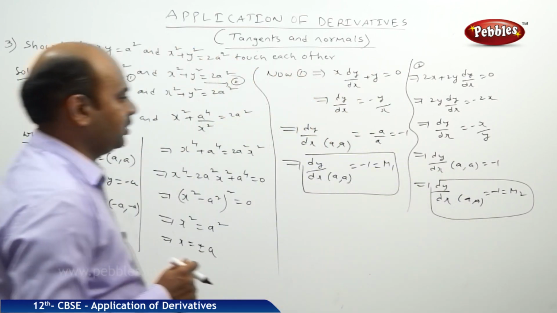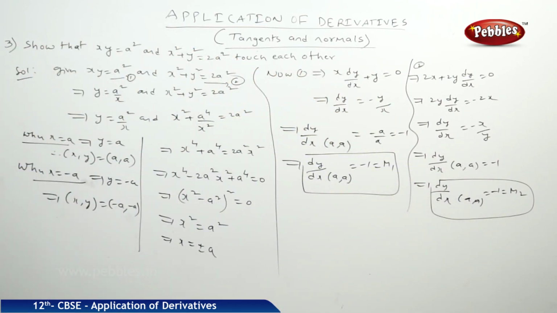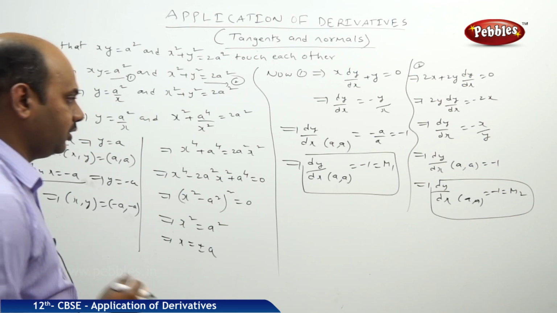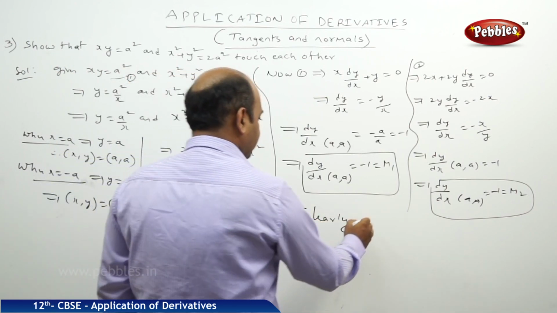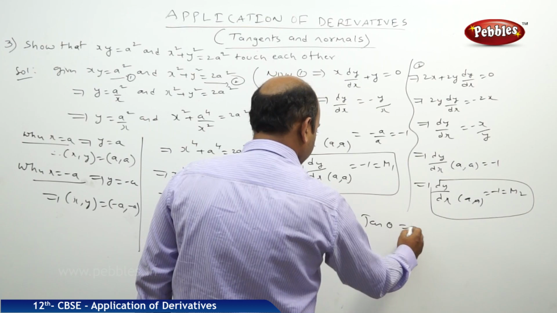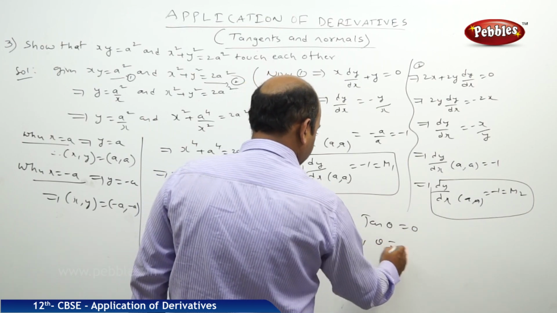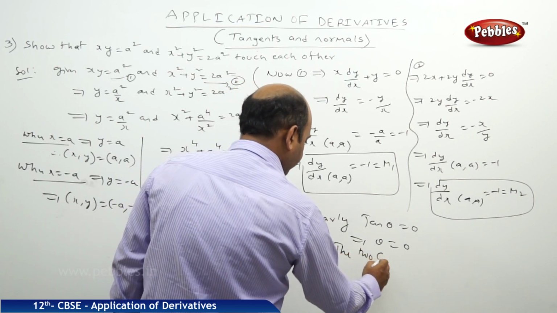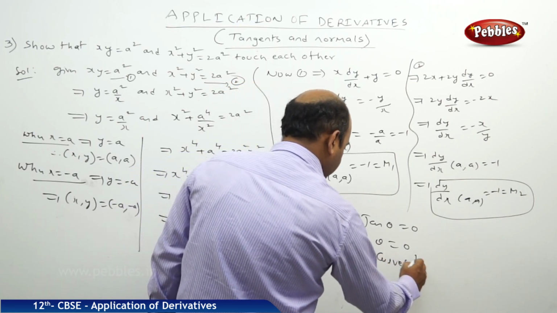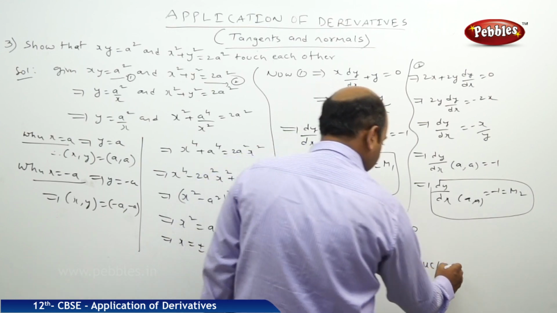So if you could observe carefully, clearly I can tell m1 minus m2 will be equal to 0. That means when I apply the formula tan theta is equal to m1 minus m2 by 1 plus m1 m2, I am getting equal to 0. So clearly tan theta equal to 0. That means theta equal to 0. That means the two curves touch each other.